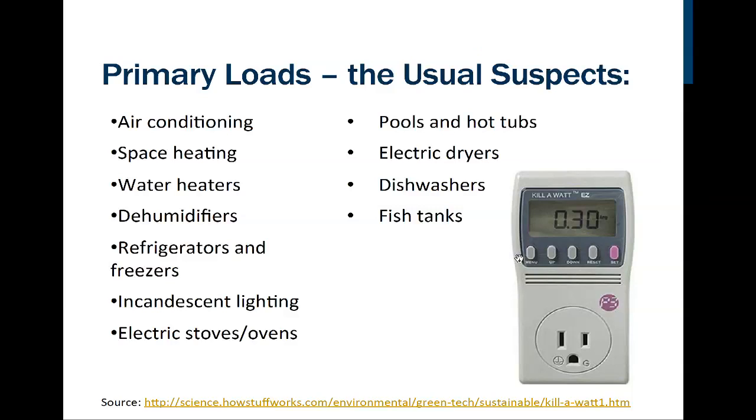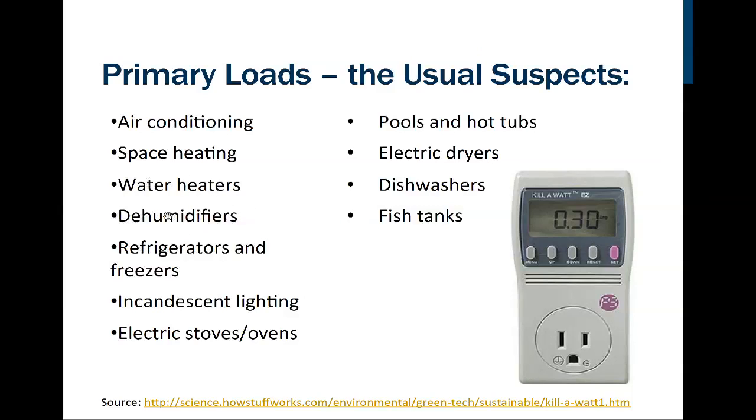And on these buttons, instead of having a menu, you can literally pick one for volts, another one for amps, another one for watts, one for kilowatt hours, and one for power factor. And so some have two functions. Sometimes I think this has more buttons than you need, but it's very effective as well. So what do we plug in? The kinds of things that use a lot of energy. This would be a window air conditioner, because it has to plug into a standard 120 volt outlet. Same thing with space heaters or water heaters.